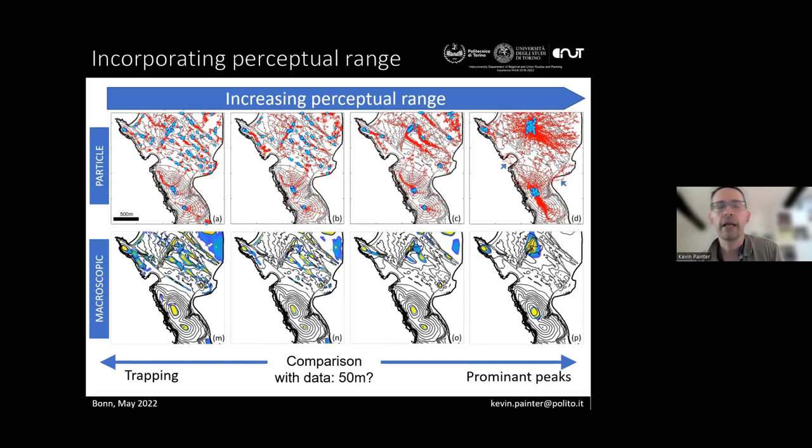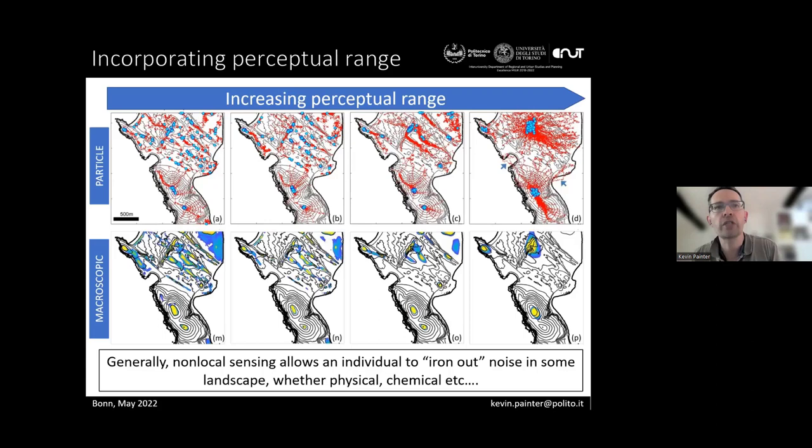And an even more general outcome from that result is that non-local sensing is a way that allows individuals to iron out the natural noise that they get in their landscape. In topography, you've got lots of local peaks, but you don't want to get trapped by an irrelevant peak. You want to find the dominant peaks in your environment. In a chemical environment as well, there's lots of stochasticity, but through non-local sensing, you could iron out that noise in your landscape. So we can incorporate perceptual range into that, and we can extend this to get non-local formulations at a macroscopic level.